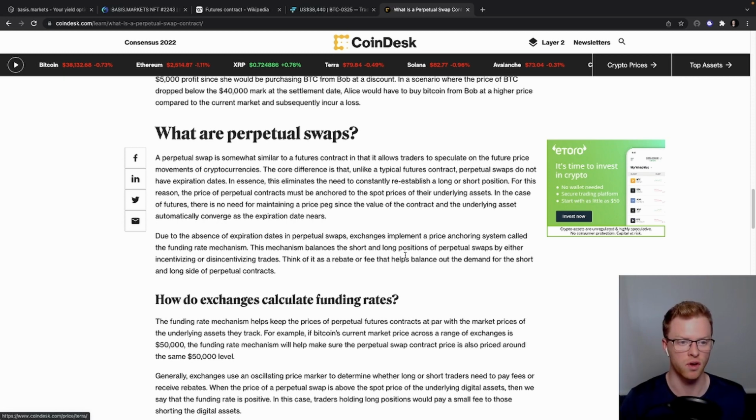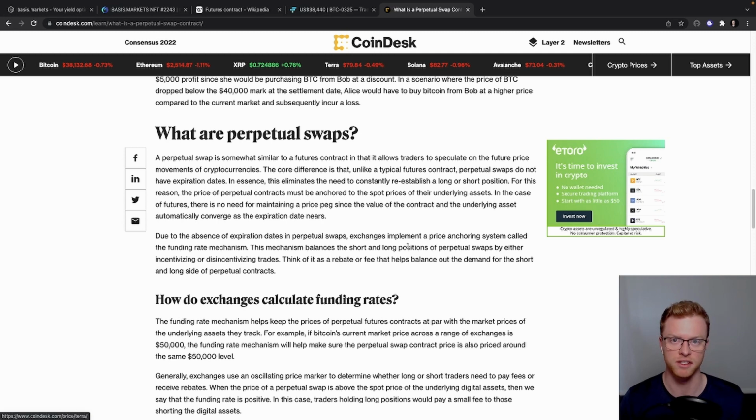Due to the absence of expiration dates in perpetual swaps, exchanges implement a price anchoring system called the funding rate mechanism. That's the core differentiation between a traditional futures contract and a perpetual swap or perpetual futures contract. As we spoke about in the first video, this mechanism balances the short and long positions of perpetual swaps by either incentivizing or disincentivizing trades. Think of it as a rebate or fee that helps balance out the demand for the short and long side of perpetual contracts. That's exactly what we spoke about in the first video. So that's the core differentiation between futures contracts and perpetual futures contracts.